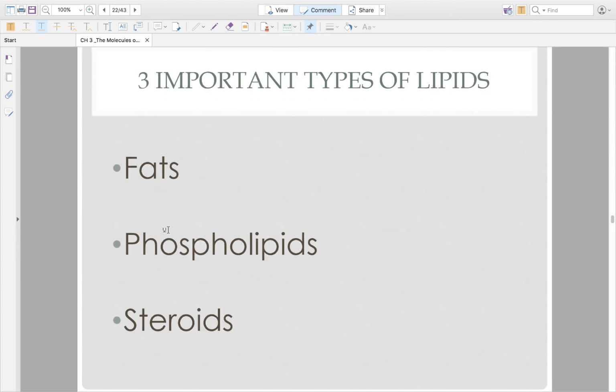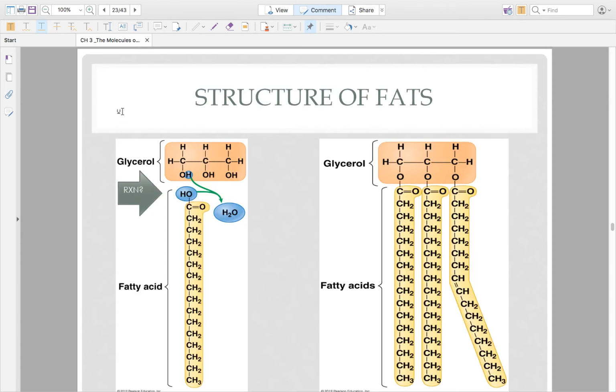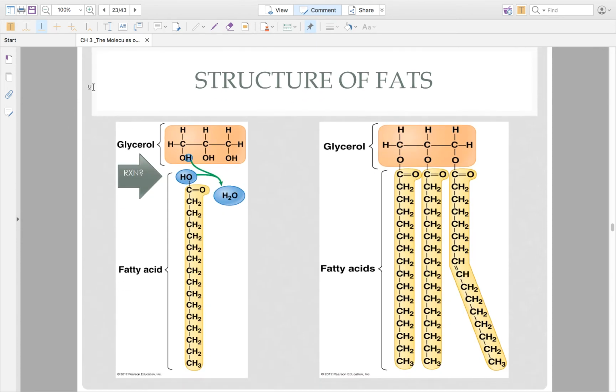The 3 most important types of lipids are fats, phospholipids, and steroids. All right, this is the structure of a typical fat. It has a subunit up here. This is called glycerol. And then it has this big, long, fatty acid tail. And see, it's nothing but carbons and hydrogens all the way through. This is completely hydrophobic.